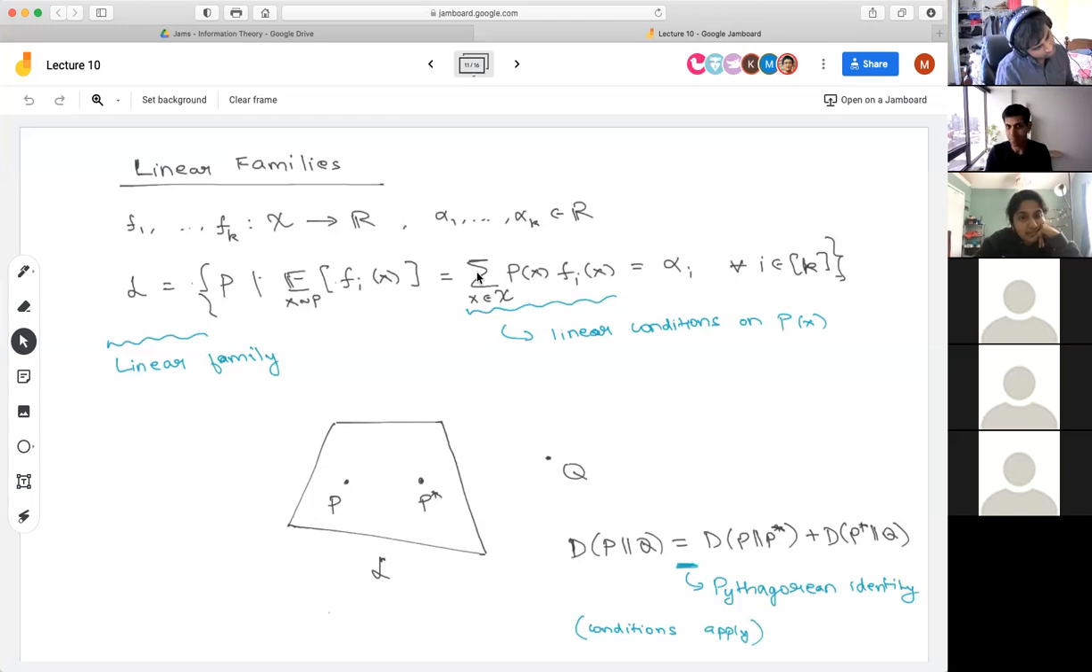In general, fi could be x square, and so this is saying that the second moment is something, or it could be x cube, and it's saying the third moment is something. So anytime you specify a collection of distributions by fixing the moments, it looks like this. A lot of times this is how we study distributions. We estimate some moments, and then we try to figure out what class of distributions are consistent with the moments that we calculated or estimated. And in general, these will be linear families. Okay. Any questions about the definition?